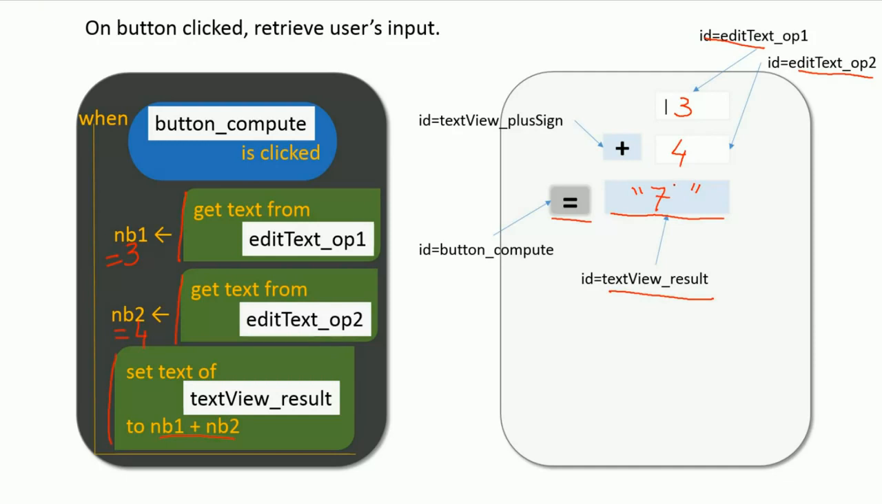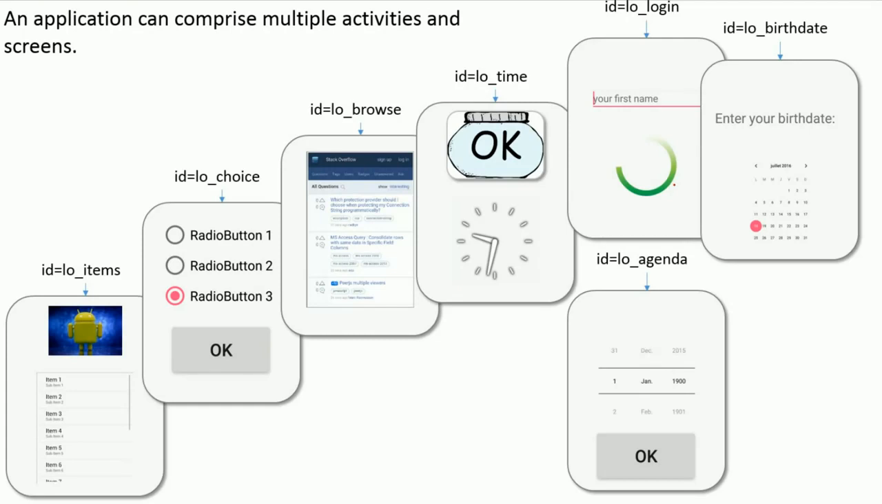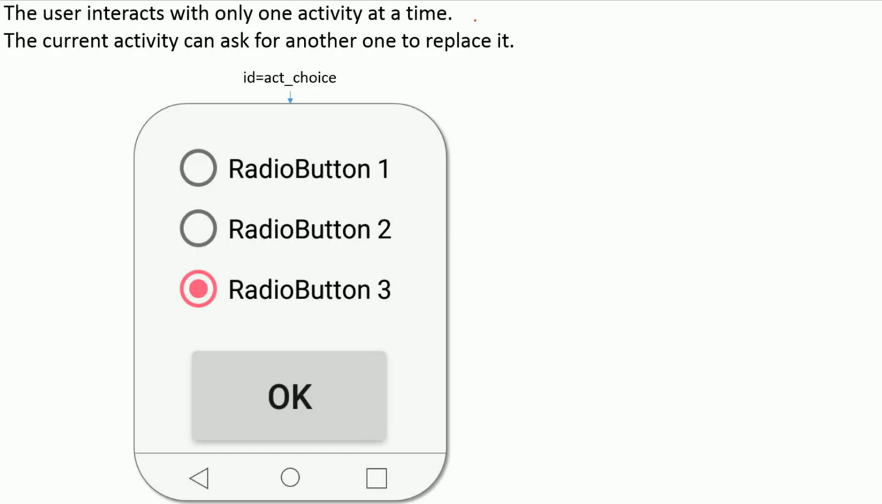But maybe you have something more ambitious in mind, something which will be more natural to achieve using multiple activities. Well, Android enables you to define as many activities and screens as you like for an application. And just as for views, each activity or screen is given a unique identifier. But at a given time of the execution of your application, only one activity is fully active. And this activity presents a screen to the user, and the user cannot interact with any other activity.